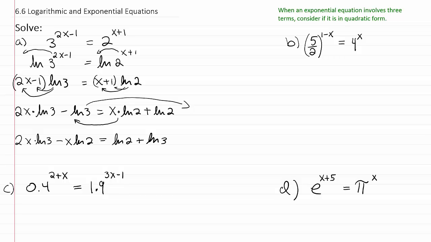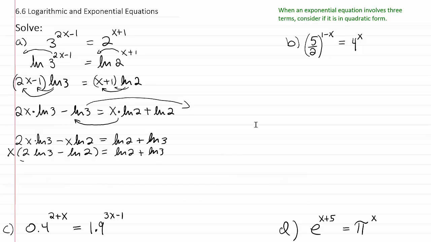From there, we're going to go ahead and factor out the x that's common to both pieces on the left. So we'll pull out the x out in front, and we'll be left with 2 ln of 3 minus ln of 2 is equal to ln of 2 plus ln of 3. And then lastly, we need to divide both sides by the 2 ln of 3 minus ln of 2. So if we do that, we have that this is equal to x.